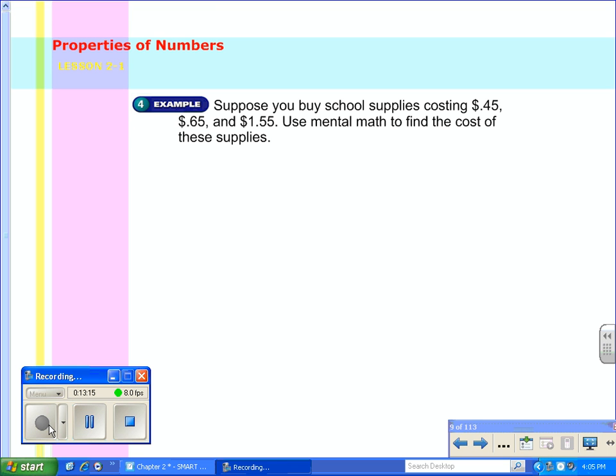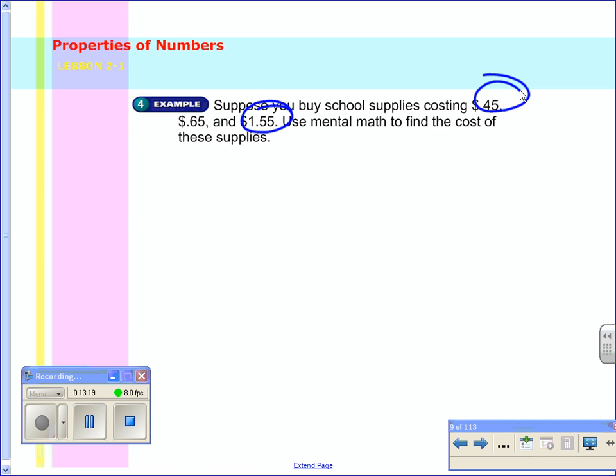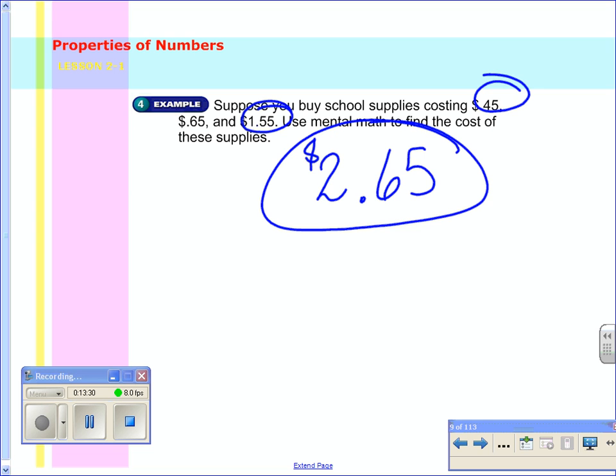All right, so hopefully you saw that 45 cents and $1.55. If you add 45 cents and 55 cents, that actually gives you $1. So we have $2, well, plus 65 cents. So 2.65. That is how much that was spent on school supplies. All right, and then let's get to our next problem here.